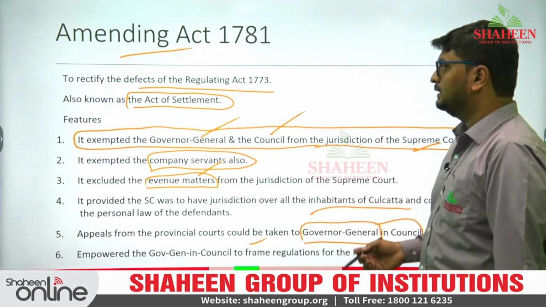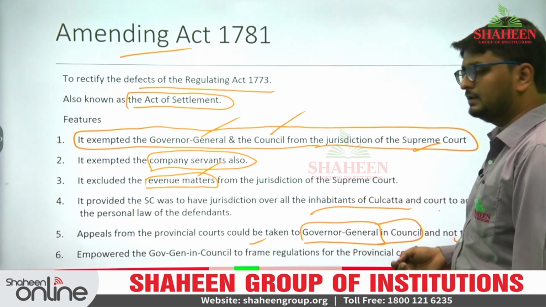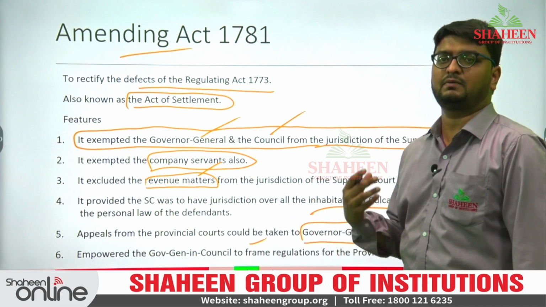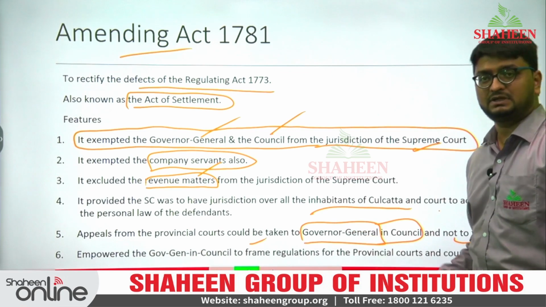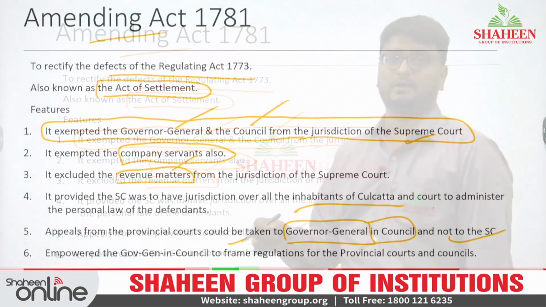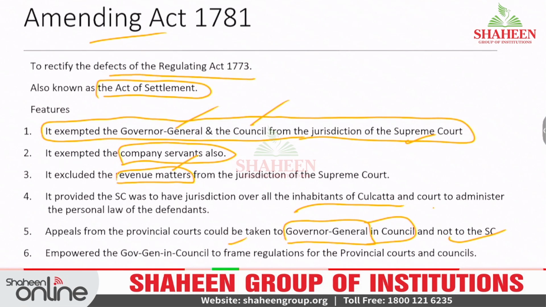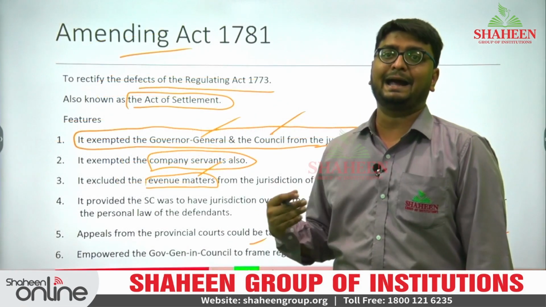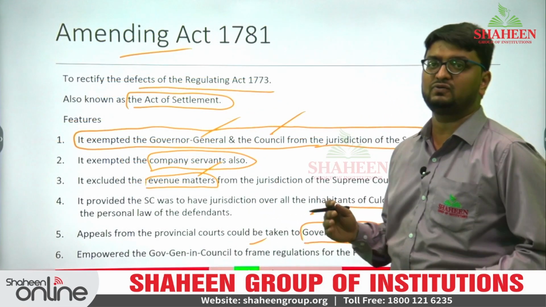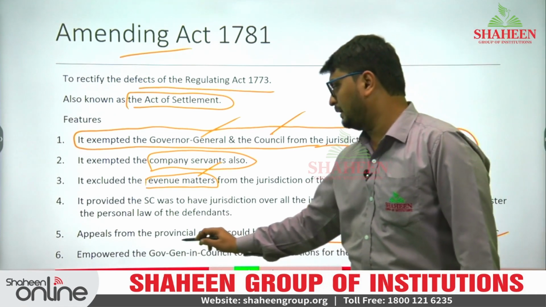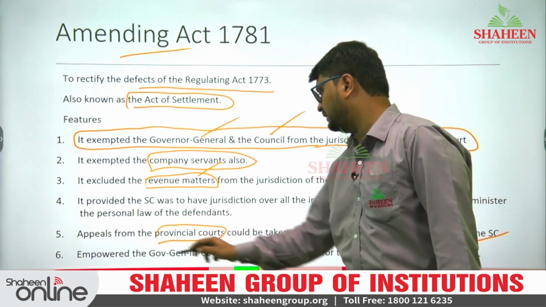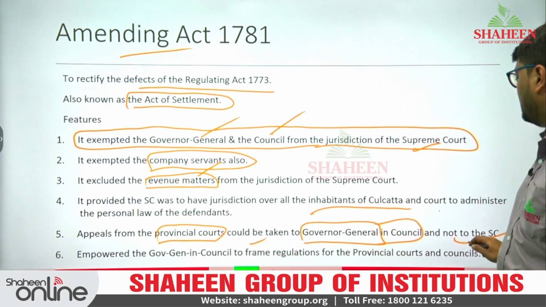But at that time, by Amending Act, it was made clear that if somebody wants to appeal a provincial court judgment, they have to go to the Governor General in Council, which is an executive body which is also doing a legislative part. They will have the final say. They will also act as a judiciary. So you can see there is a fusion of power happening here. So when you have to appeal the provincial court's judgment, you need to go to Governor General in Council and not to the Supreme Court.